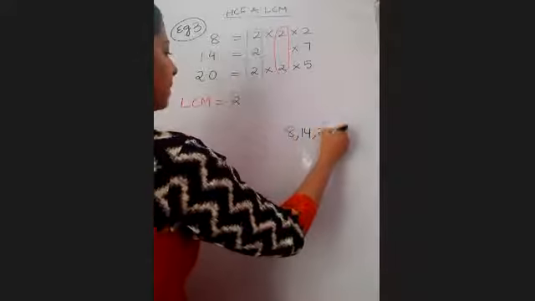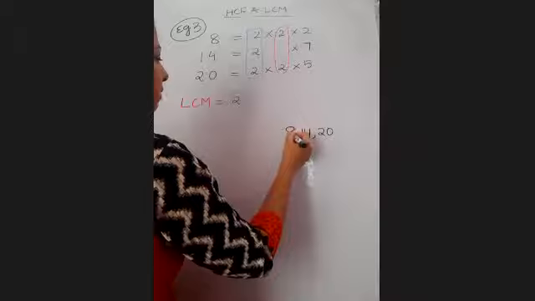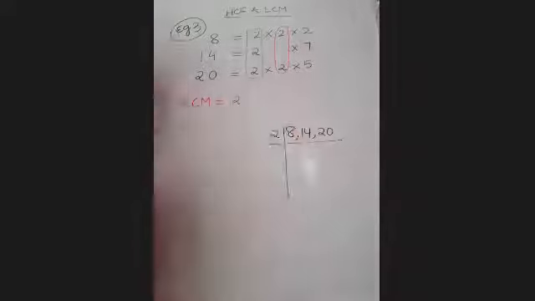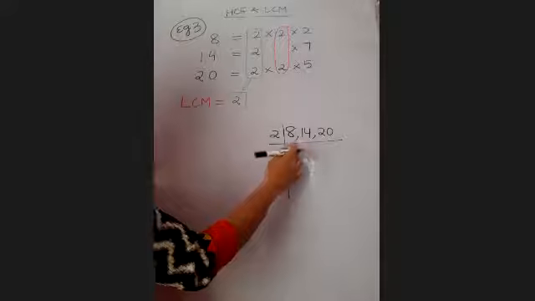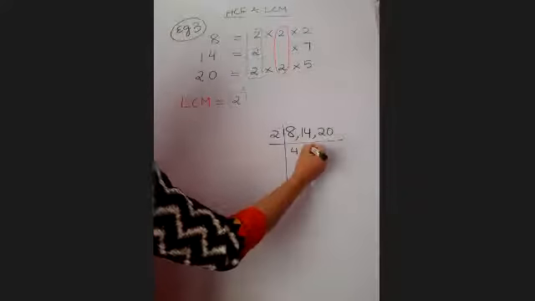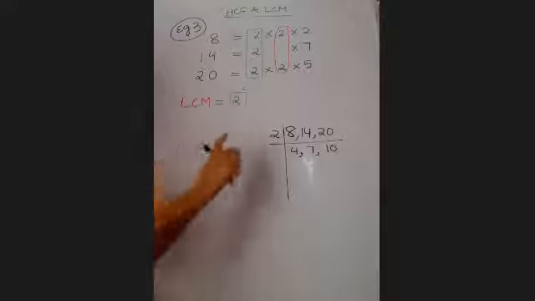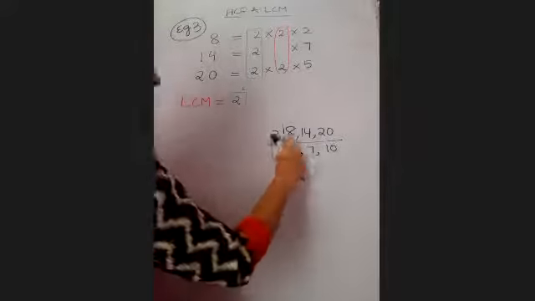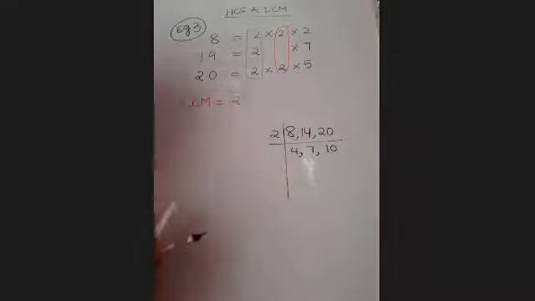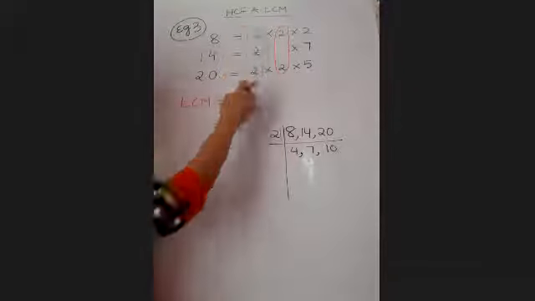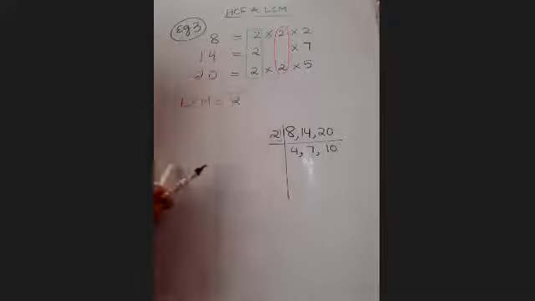Let us stick to the pattern that we have been following for so long. Let us divide by 2. What will come here, children? 4, 7, 10. Now in this step, who has divided all three numbers? 2. So this is my green box. 2 is common to all three.